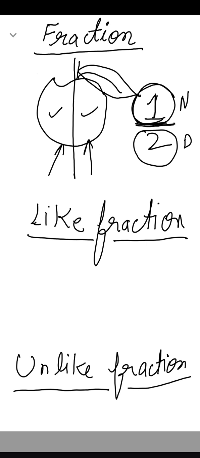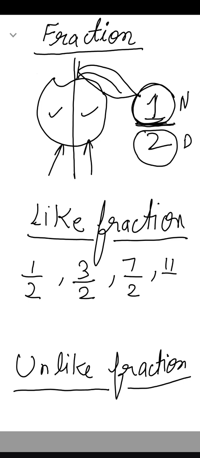I will give you an example, very easy. As you have seen, I have written 1 by 2. Another fraction, if I am writing it like that, what I have written, you can see. What is the common thing you have noticed here? That every time in the denominator you are getting the same thing. What is this? This is 2. 2 is written here, here, here and here. It means 1 by 2, 3 by 2, 7 by 2, 11 by 2. All are called like fractions because they have the same denominator.